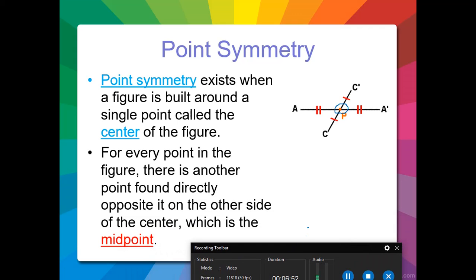So what you'll notice with point symmetry is that if you take point A in this diagram, it's going to pass through P, and then it's going to find its new location the same distance away from P. We're calling this location A prime, so that we know that it's the image of A. The same thing is happening with C. C is traveling to point P, which is the center, and then it's traveling the same distance away to C prime, its new location.